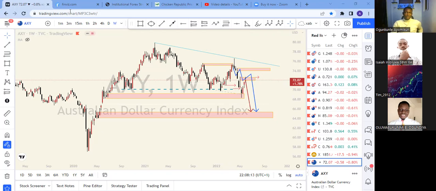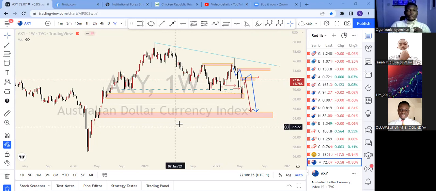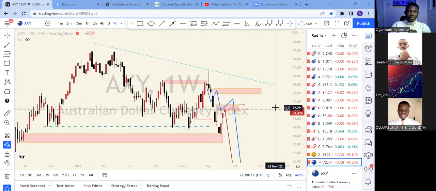All right, so basically, based on what we're seeing right now on AXY, we should be having some interesting reaction during the course of the week, which tells us that we should see the Australian index getting weaker.